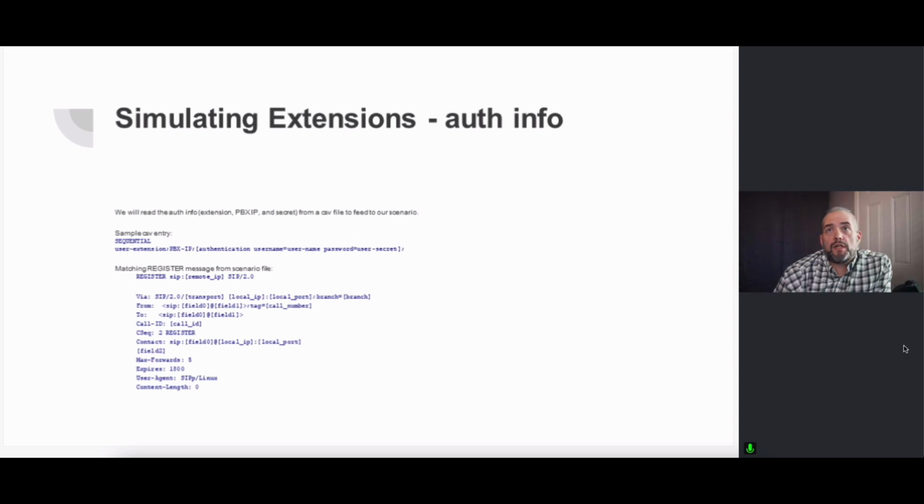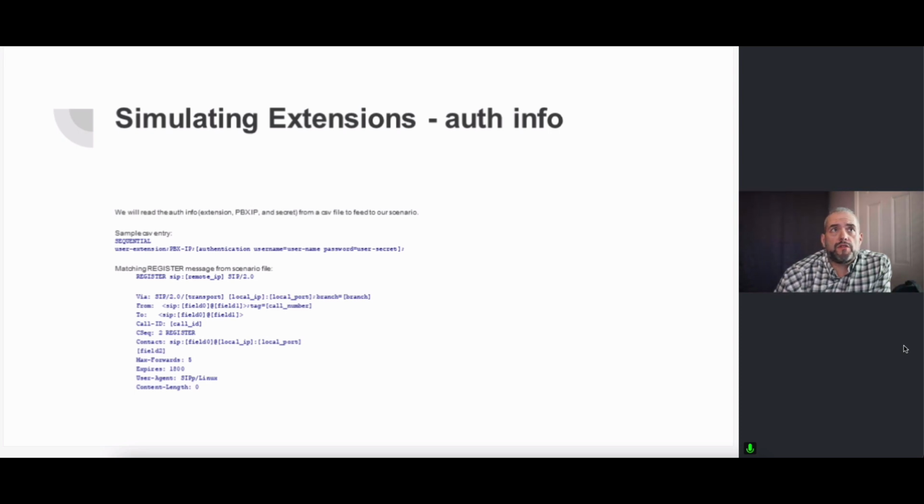So let's take a look at how that actually works. So here's our sample CSV file. Basically just has two lines. One says SEQUENTIAL, which tells SIPp how to read the entries and read the lines in the file. And then we basically got three entries.